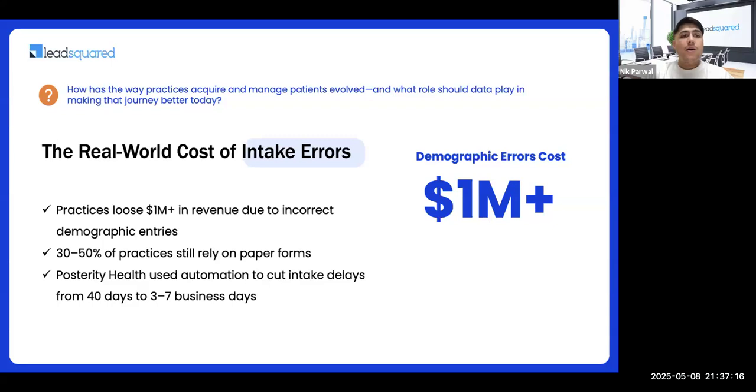Wolf, my first question to you would be, how has the way that practices acquire or onboard patients evolved? Obviously, we still see a lot of clinics and practices on paper forms, and some that have already migrated to basic forms on the website. And what role do you think data or information plays in making that journey better today and in the near future?